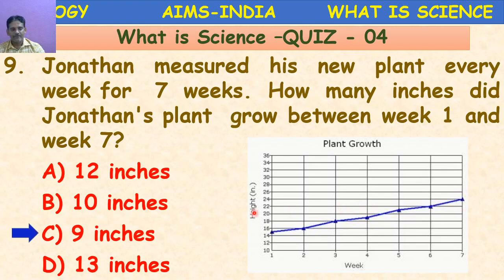Yes, 9 inches. Here from the 6th week to the 7th week, how many inches? Between week 1 and 7 the plant grows this much. So here the answer is 9 inches more. Each box represents 10 inches, so here it is not exactly 10, it is 9 inches.